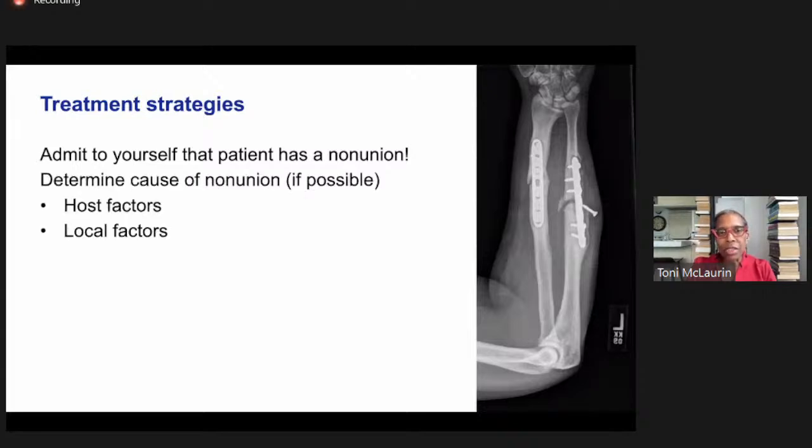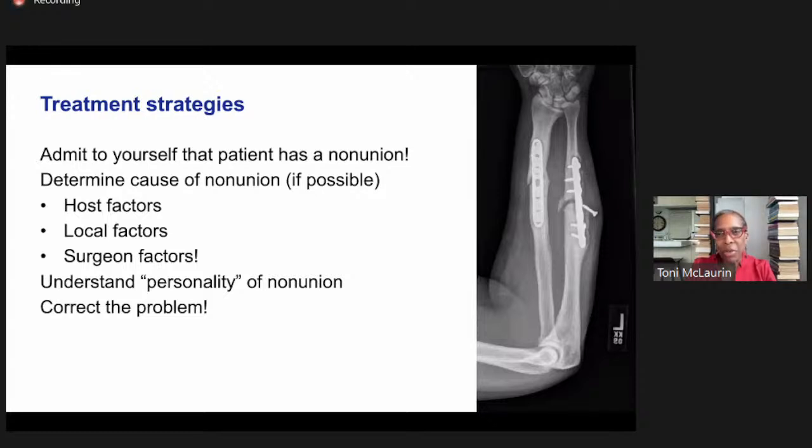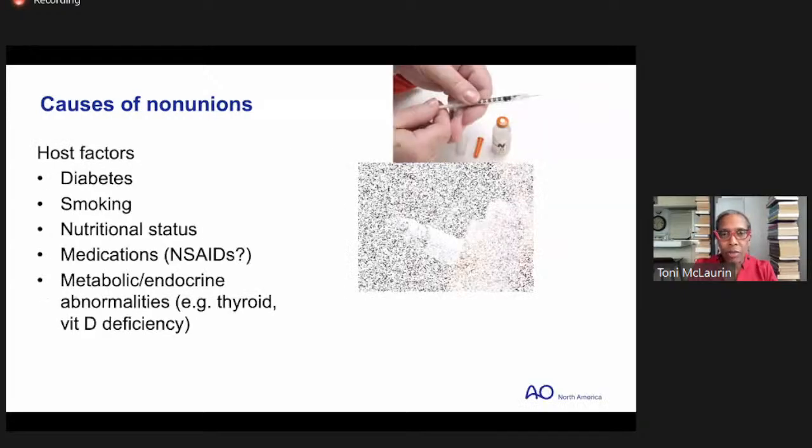So for your treatment strategies, the first thing you have to do is admit to yourself the patient has a non-union. It's really difficult for us as surgeons to look at x-rays and admit that they're not going the way that we would like them to. But then when they finally look like the one on the right, you realize that all is not well. Then you have to figure out why this is happening, if you can. There are certainly going to be host factors that we can't change, some local factors that you may or may not be able to change. And then again, we have to admit that there are some surgeon factors. So you need to understand the quote unquote personality of the non-union and then correct whatever the problem is.